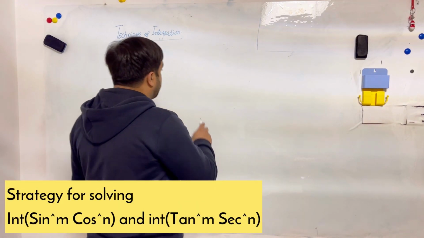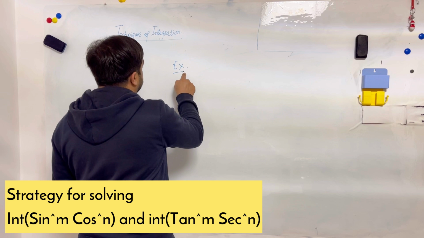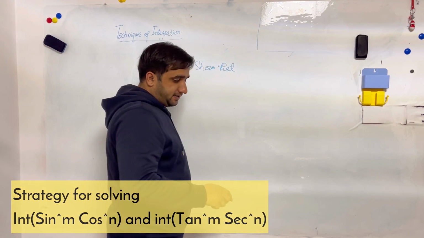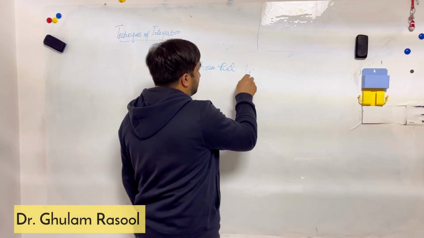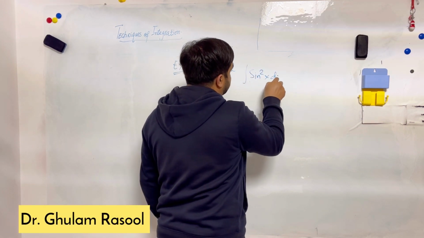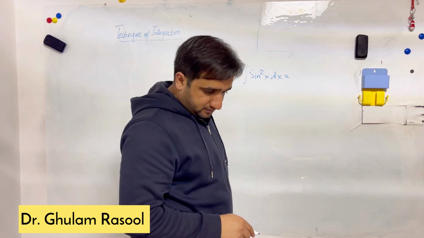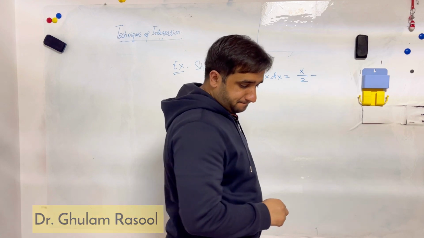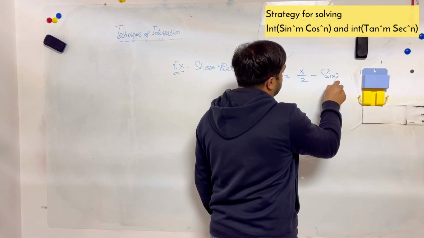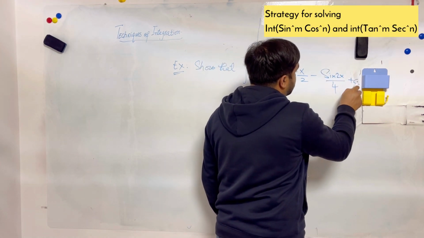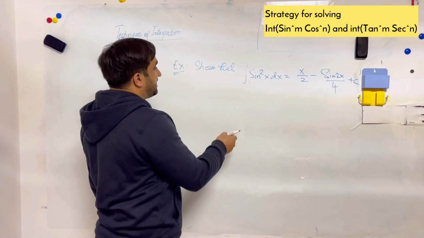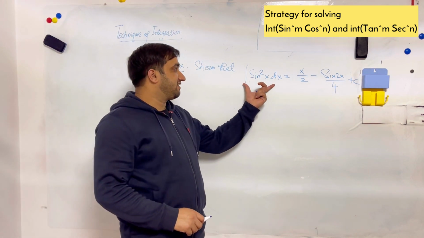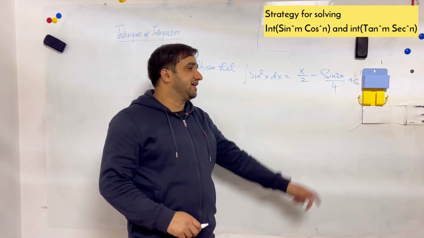Now, one question. Show that integral sine square x dx is equal to x by 2 minus sine 2x divided by 4 plus c. So you have to show that this left hand side is equal to the right hand side. Means you have to find the integral of this, and the answer should be like this.